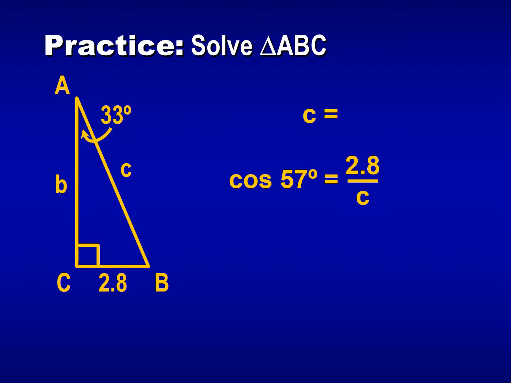So now we use some algebra to solve for C. We can multiply both sides by C. Then we would have C cosine 57 equals 2.8. Then we would divide both sides by cosine of 57. And we get C is equal to 2.8 divided by cosine of 57, which in our calculator gives us approximately 5.1.